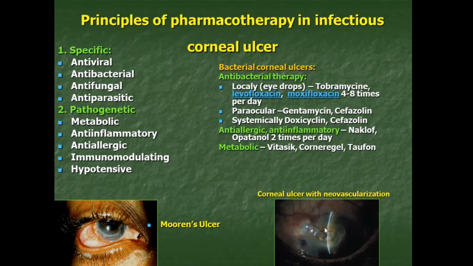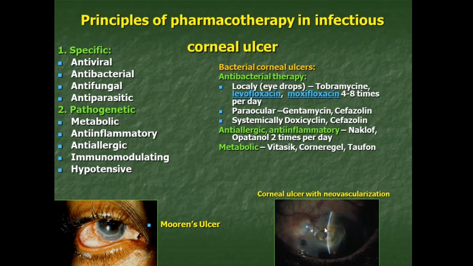Principles of the treatment in infectious corneal ulcer. In better cases, we should know the cause of the ulcer and prescribe specific antiviral, antibacterial, antifungal, or antiparasitic treatment. Also, we should add metabolic, anti-inflammatory, anti-allergic, and immunomodulating hypotensive drugs.